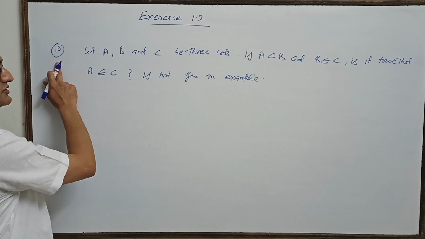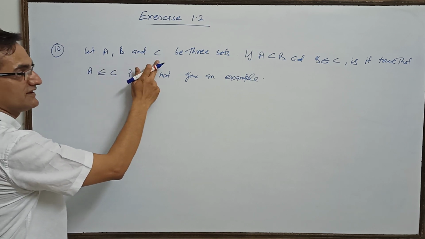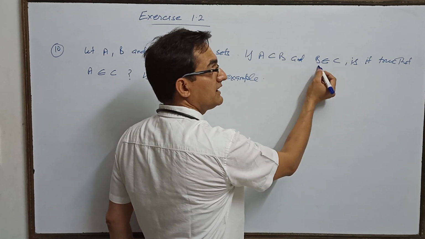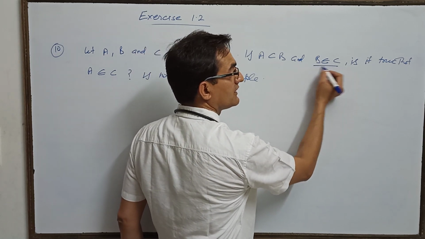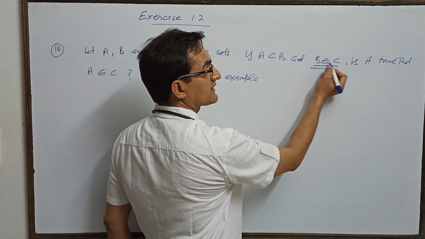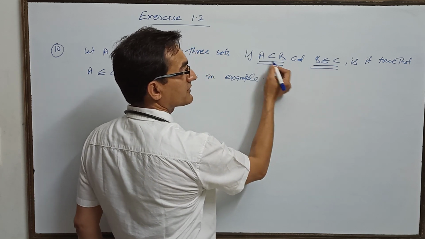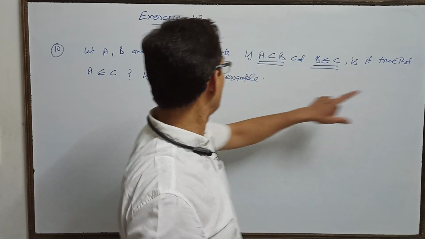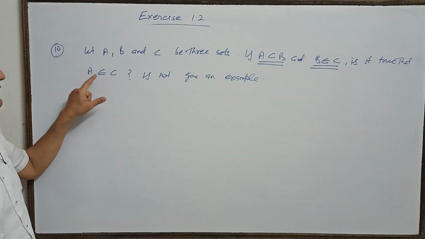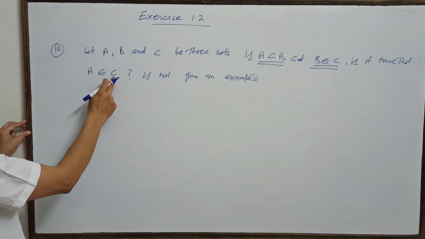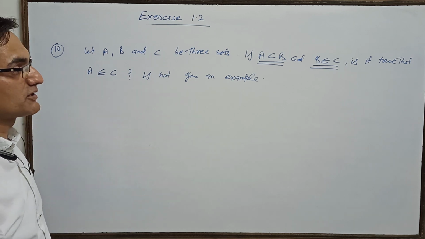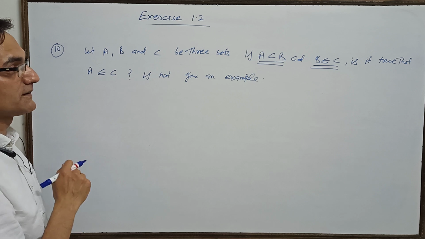Now 10th question. Let A, B and C be 3 sets. If A is a subset of B and B is contained in C, this symbol is B is contained in C. A is a subset of B, B is contained in C. Is it true that A is contained in C or A belongs to C? If not, give an example. हमें बताना है, example देके prove करना है.